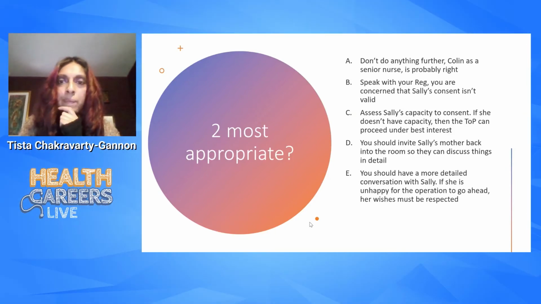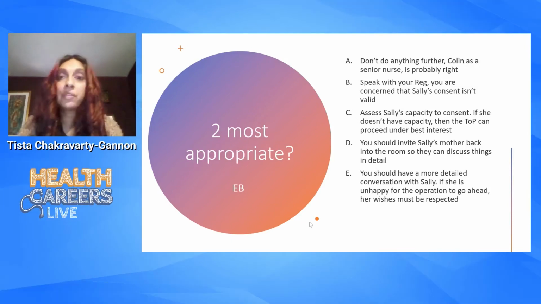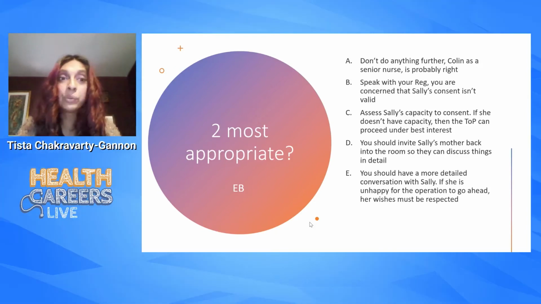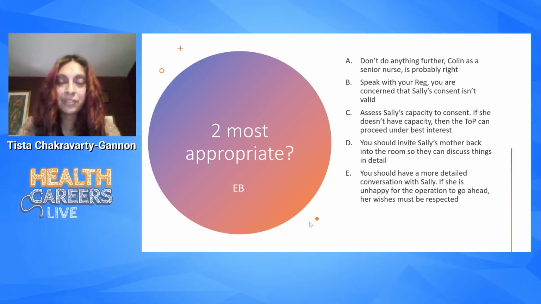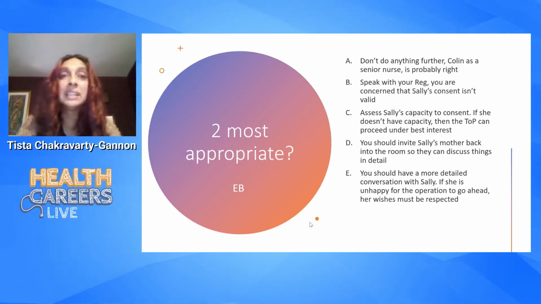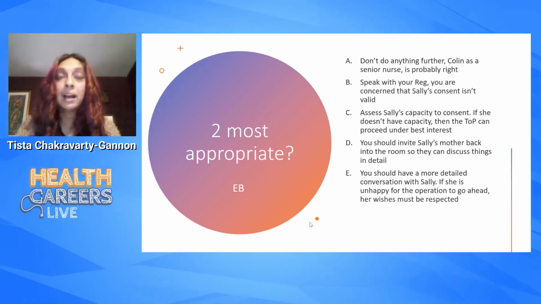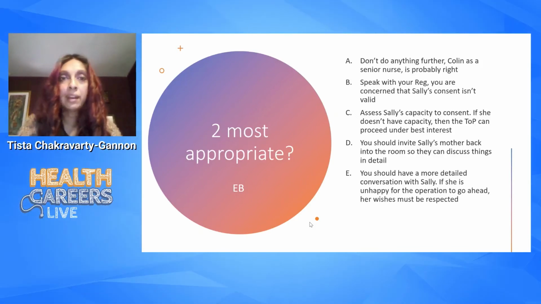Okay, so the answers this time are E and B. So of course you want to have that more detailed conversation with Sally, and you need to escalate it now so no harm happens. So speaking with your reg straight away, and you can take it from there. And I think the answers align with that.